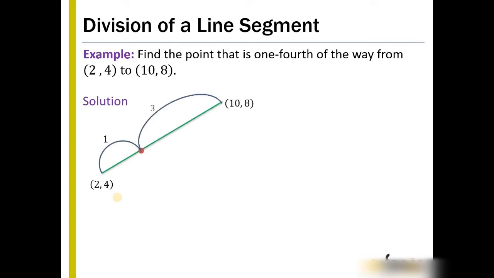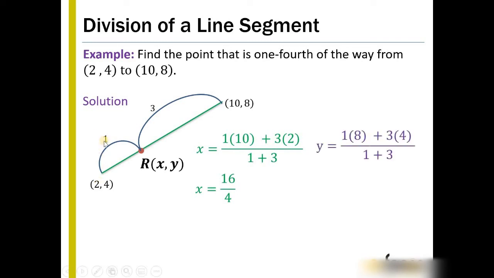Example: find the point that is 1/4 of the way from (2, 4) to (10, 8). Here's the diagram again, going from (2, 4) to (10, 8). And we want the point R, xy, which is 1/4 of the way along. So it must divide the line segment into the ratio 1 to 3. Using the formula, we want 1 times 10 plus 3 times 2 over 1 plus 3, which is 16 over 4. And we want the point 1 times 8 plus 3 times 4 over the total 1 plus 3, which is 20 over 4. So R is the point (4, 5).